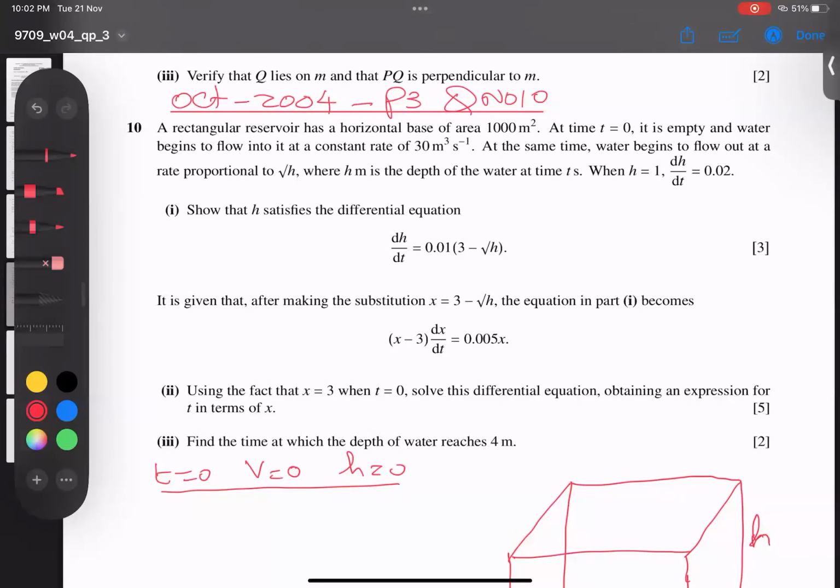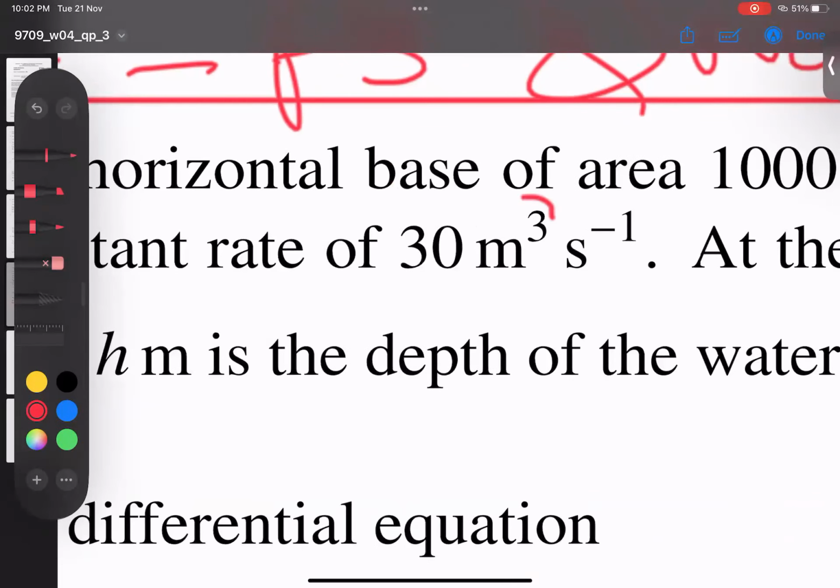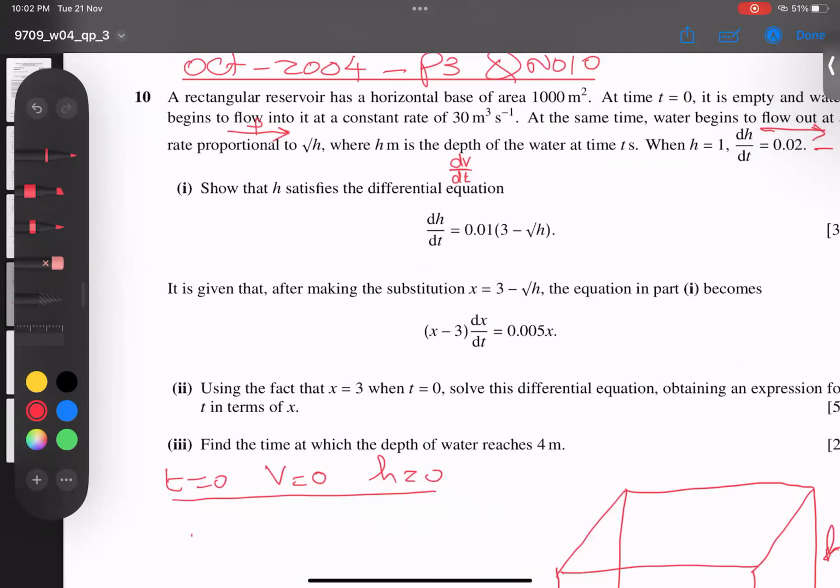Further, he's saying the water begins to flow in. When it flows in, it is always positive, and when it flows out, it is always negative. It is a rule you know already. Sometimes we don't understand what the units and variables are: meter cube stands for volume, and this is called time. So dV by dt. I hope this is very clear. So dV by dt is equal to positive 30. Why positive? Very clear, flow in.